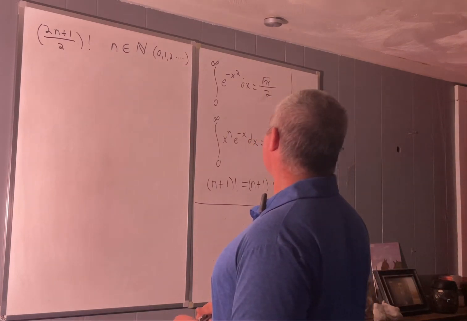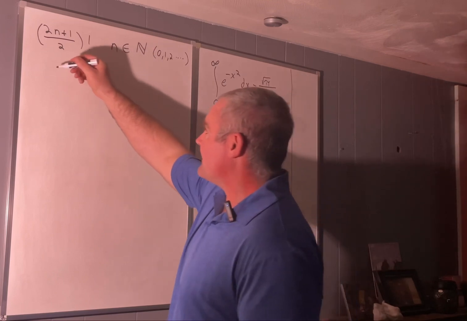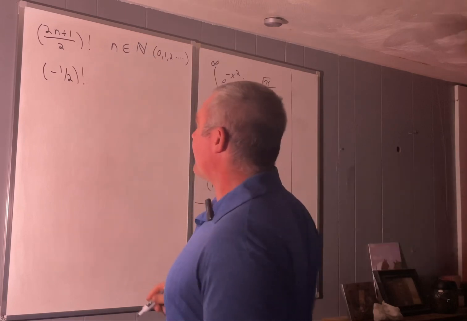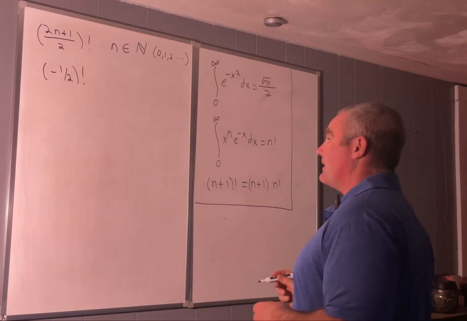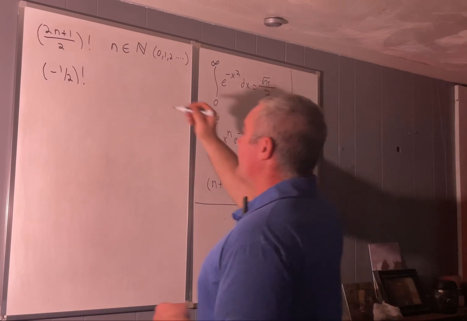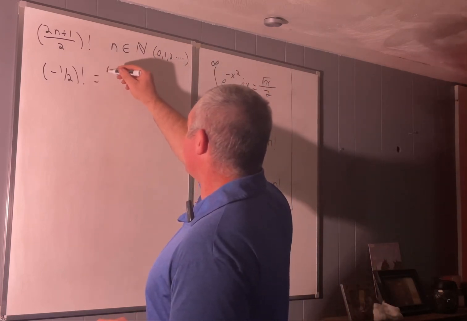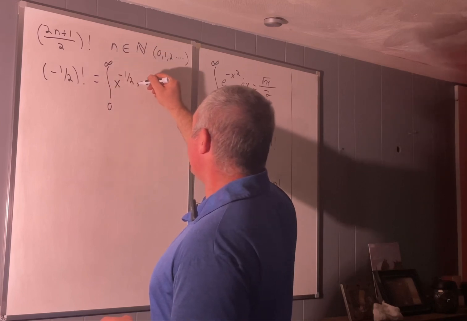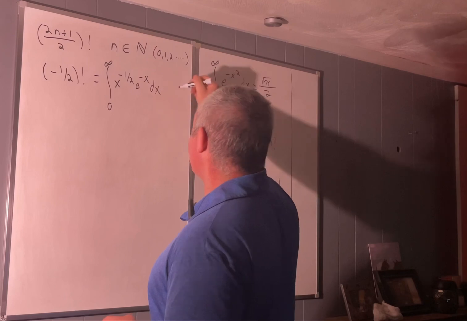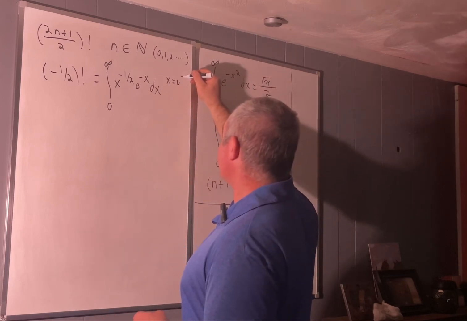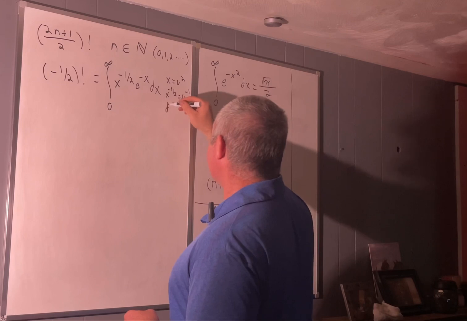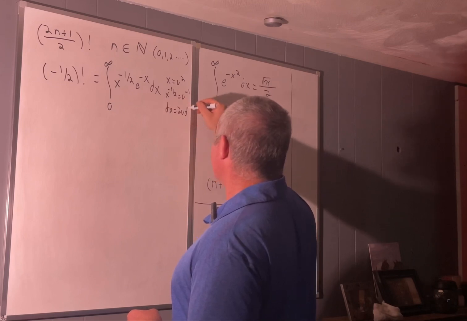So where we're going to start is here. We're going to find negative 1/2 factorial, which I've already shown on this channel, but I'll do it one more time. So from this formula, we know that negative 1/2 factorial is equal to the integral from 0 to infinity of x to the negative 1/2 times e to the negative x dx, making the substitution that x is equal to u squared. We get that x to the negative 1/2 is equal to u to the negative 1, and that dx is equal to 2u du.